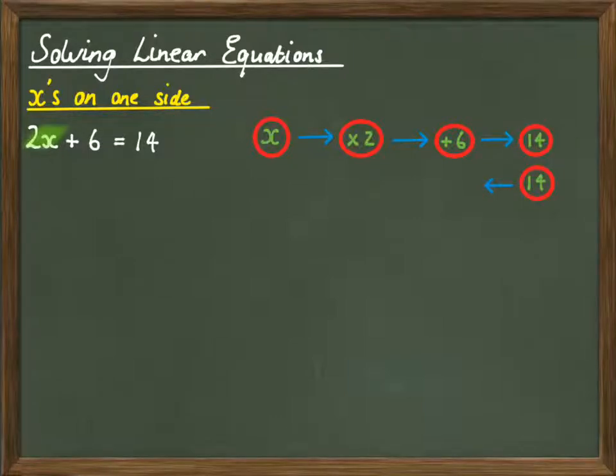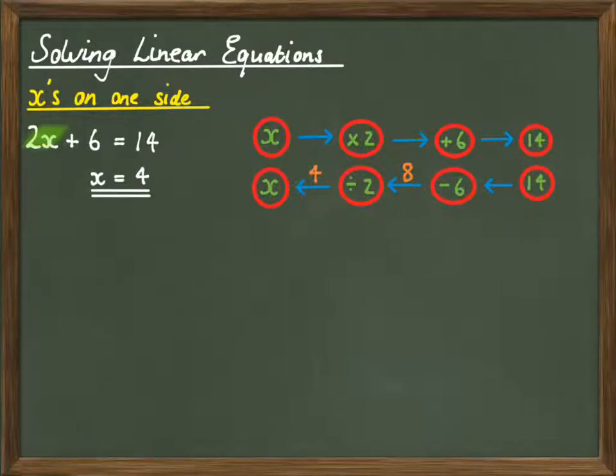Now, to find x, we can work backwards. So we start at 14. Opposite now to adding 6 is take away 6, because we're working backwards, we're going the opposite way. Opposite of timesing by 2 is dividing by 2. And then eventually, we're going to get the answer of x. So 14 take away 6, you can write that in as you go, is 8. 8 divided by 2 is 4. So underneath, x equals 4.